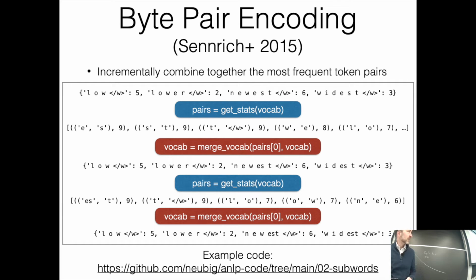And so you just do this over and over again. If you want a vocabulary of 60,000, for example, you would do 60,000 minus number of characters merge operations. And eventually you would get a vocabulary of 60,000. And yeah, very, very simple method to do this. Any questions about that?